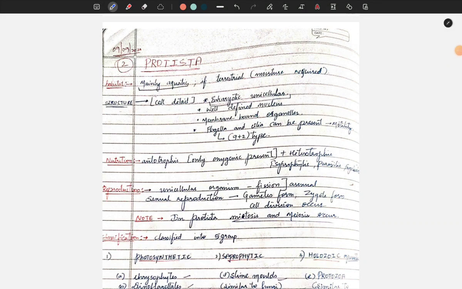Today I am going to explain about Protista. In the previous lectures I have explained about Kingdom Monera. Hope you have seen that and well understood. Now I am going to explain about Kingdom Protista. So without any time wasting, let me start the session.